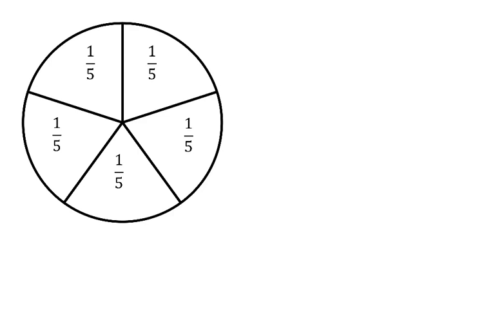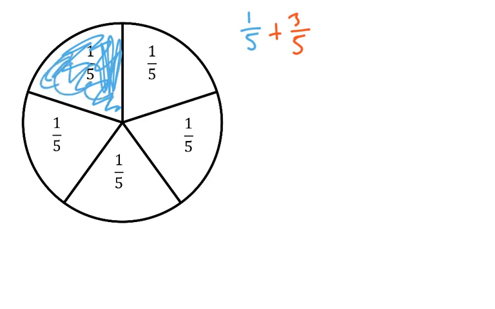Suppose we want to add two fractions with the same denominator, 1/5 plus 3/5, using different colors on purpose. In both of these cases, we're imagining a circle or a pizza that's been cut up into 5 equal parts. 1/5 would represent one of those pieces, and 3/5 would represent 3 of those.